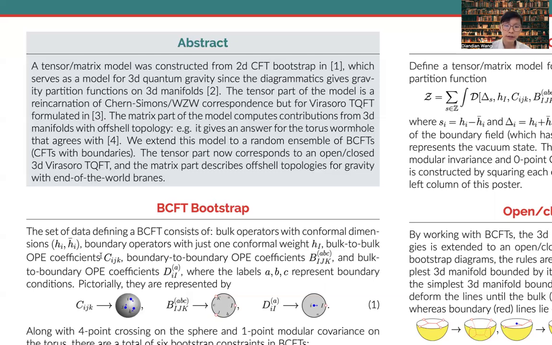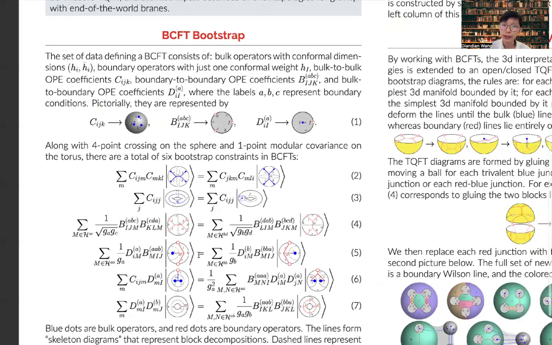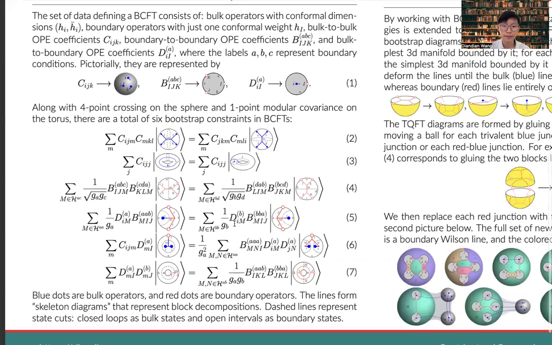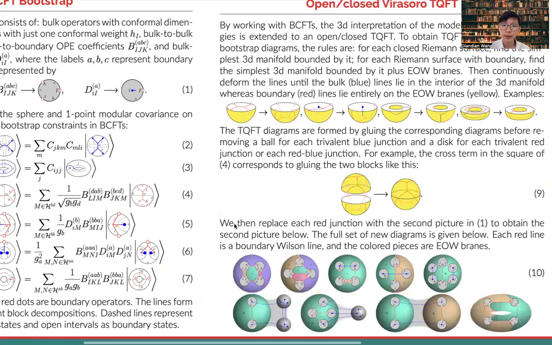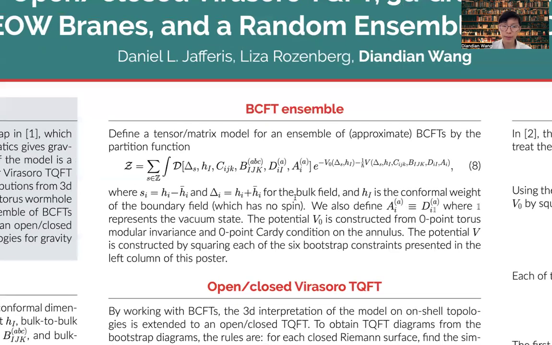In this first section of the poster, we review what data we need to define a BCFT and what the bootstrap conditions are. Moving on to the next part, we essentially follow the idea of reference one by integrating over all the variables we need to define the BCFT to define this tensor matrix model. And the potential here is obtained by squaring each of the bootstrap constraints and adding them together.